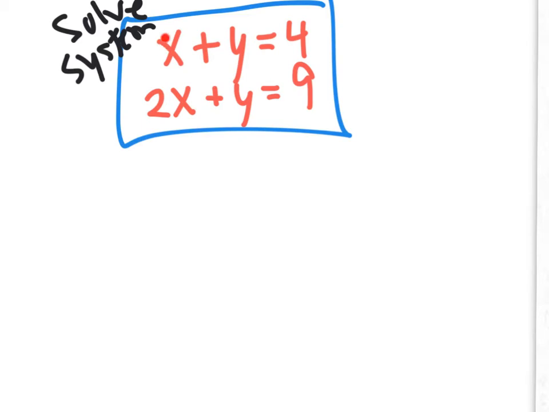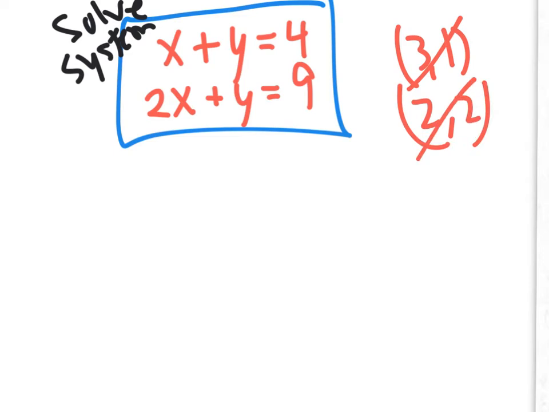3 and 1. Okay, 3 plus 1 is 4. 2 times 3 is 6. 6 plus 1 is 7, not 9. So 3 and 1 didn't work either. We could even keep track of this. 3 and 1 did not work either, and we said 2 and 2 did not work either.